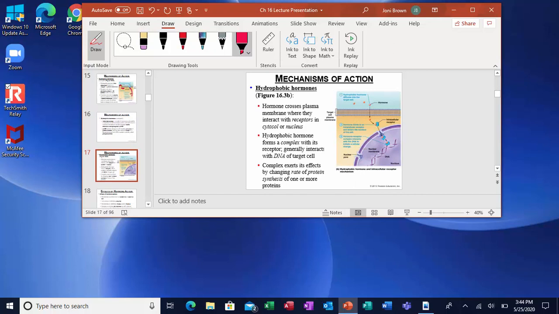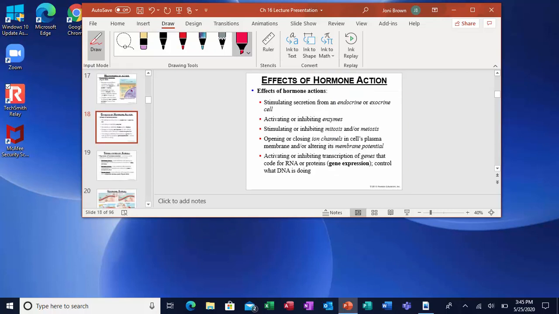Now, the hydrophobic hormones, they are derived from cholesterol, and the receptors for these are going to be in the cytosol or the nucleus. And they are going to interact with the receptor there. And usually they will target the DNA of the cell, and they can affect protein synthesis. So you've got the amino acid and the steroid hormones; usually the amino acids are hydrophilic, and the steroids are hydrophobic.